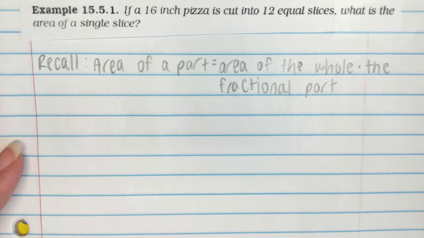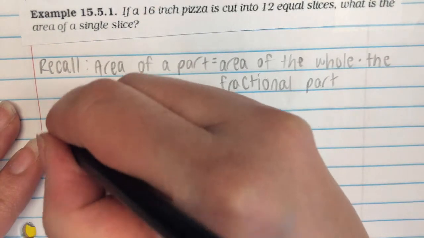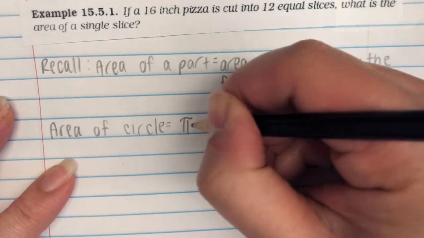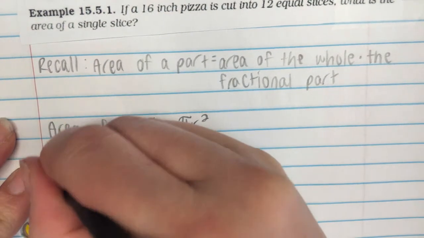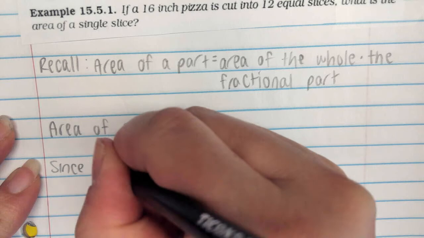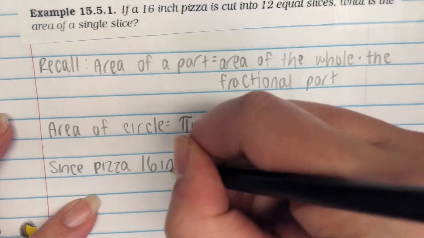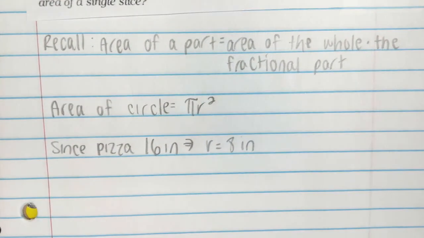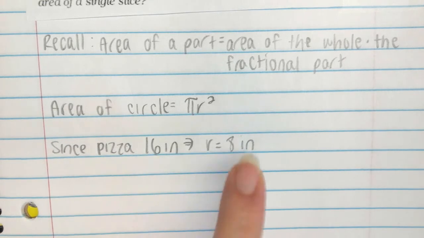Okay, so you need to recall that information. I need you to also note that the area of a circle is pi r squared. And since our pizza is 16 inches, we know that the radius is going to be 8 inches. Or maybe you didn't know that. Whenever you say you're getting a 16-inch pizza, that's the diameter, all the way across. So if you were to measure from one end of the circle to the other, you would get 16 inches. If that's the diameter, the radius would be half of that, which is 8 inches.